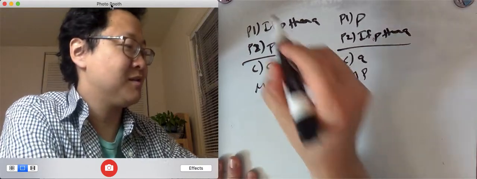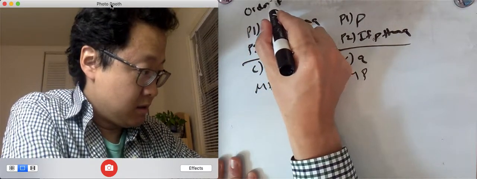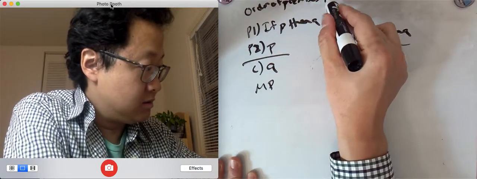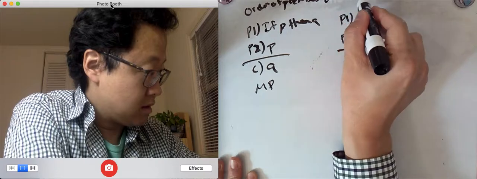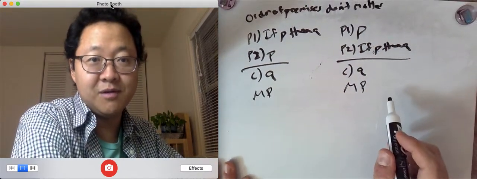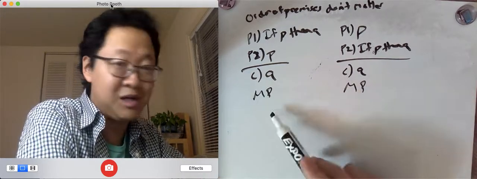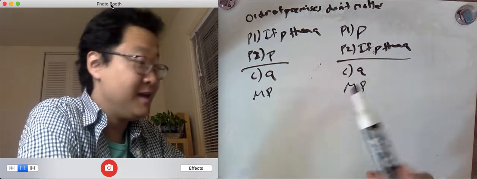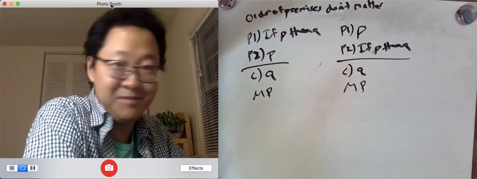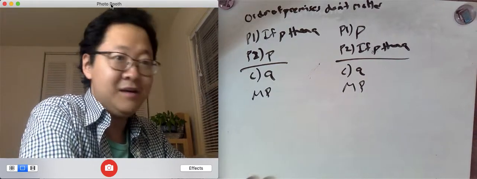What's a lesson we can learn from this? Order of premises don't matter. Specifically, order of premises don't matter for which argument form it is. And hence, if it is a valid argument form, then it's going to be valid. So this is valid, this is valid. Order doesn't matter.